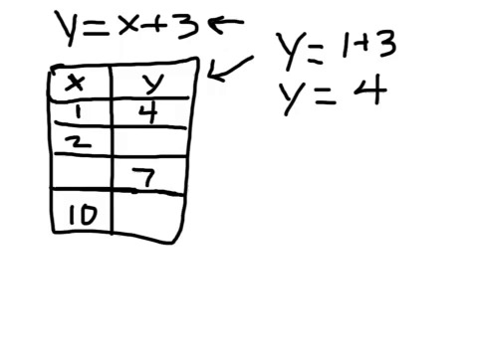Our next value is a 2, and again, it's for x. So we will plug in a 2 where we see an x. So it would say y equals 2 plus 3, which is 5. So we can put that in our table.